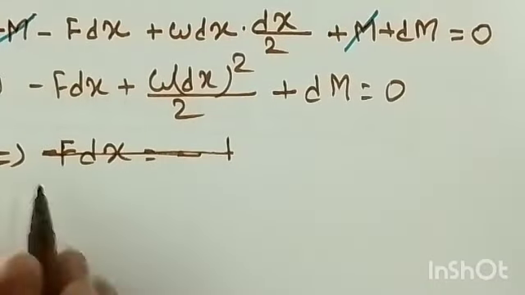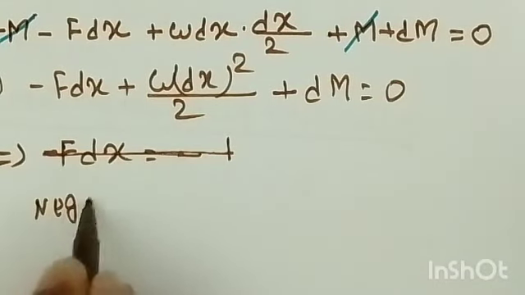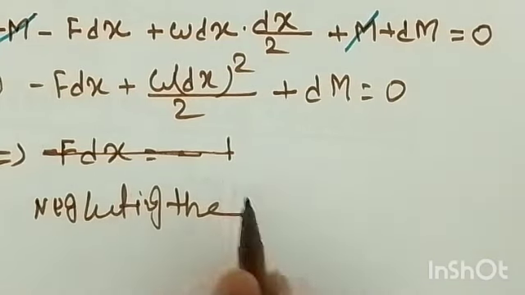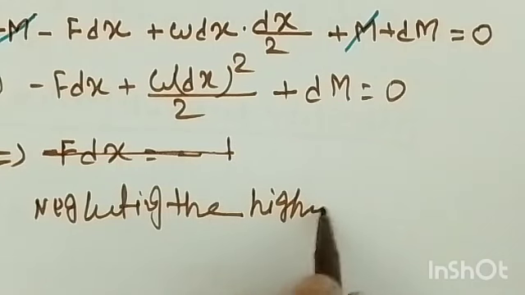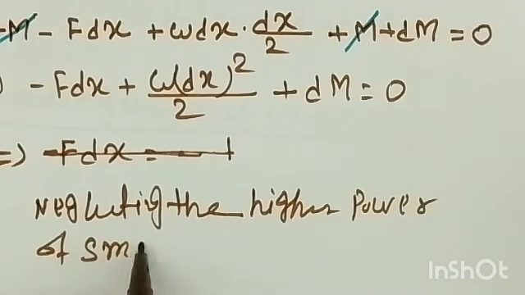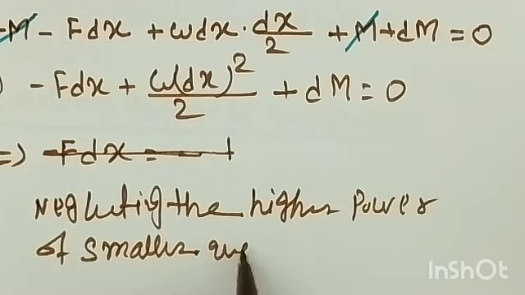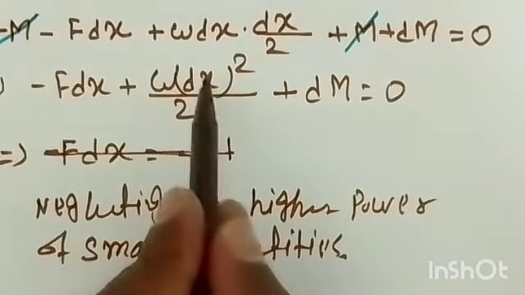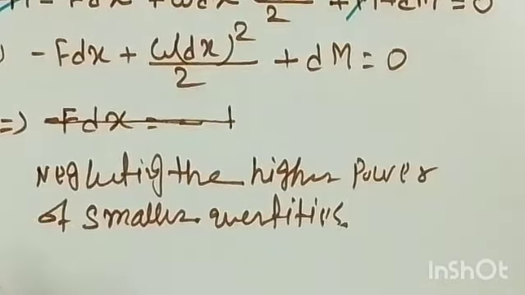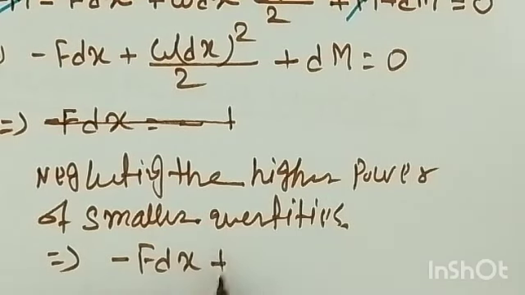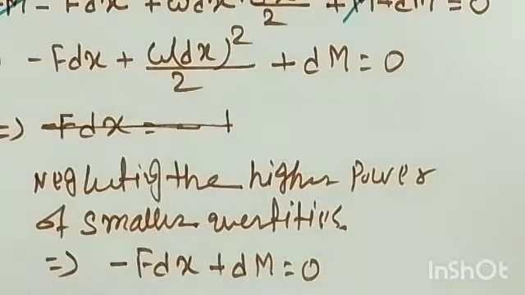So here you can write down the statement: neglecting the higher power of smaller quantities, right? When you neglect the higher power of a smaller quantity, the equation will become minus of F dx plus dM is equal to 0, right?